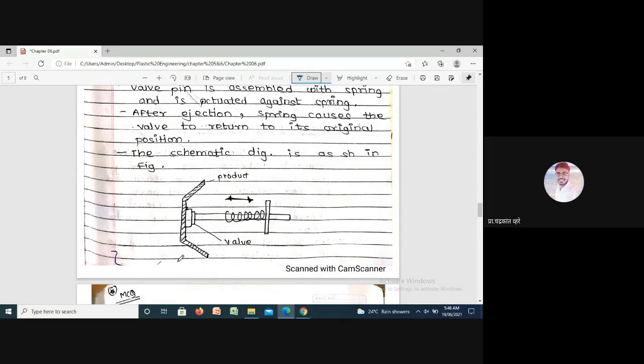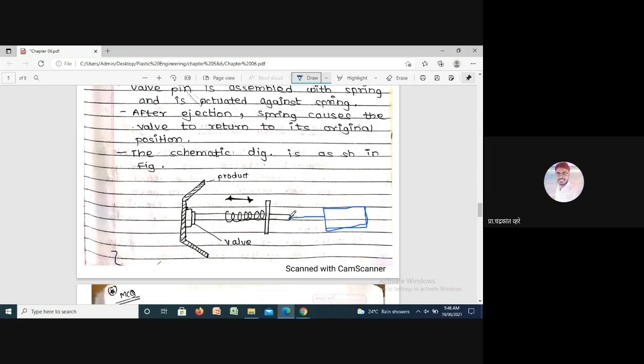Okay, so this is the pin injection system. This is also very simple. I will draw how it is practically. So this is a cylindrical rod, and this is a cylinder.